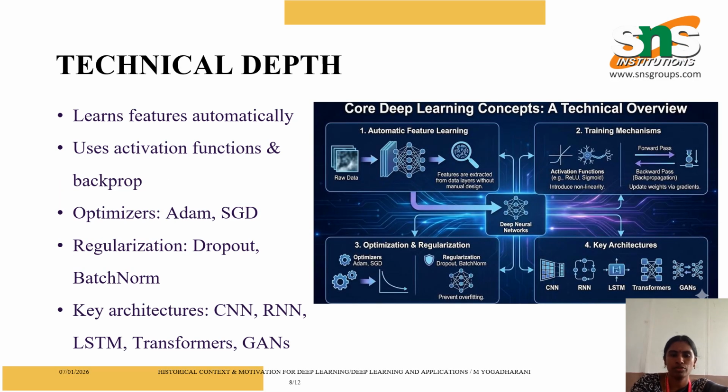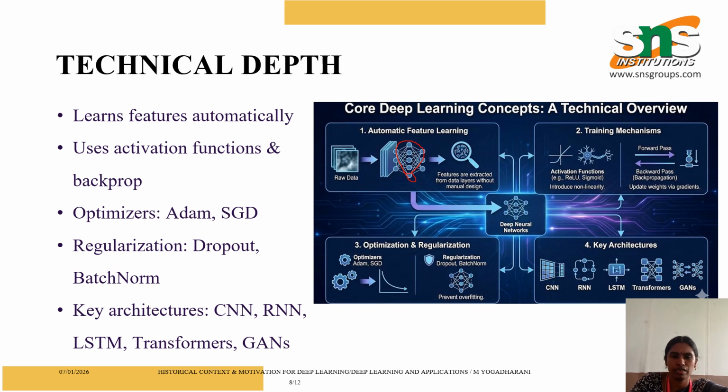Then the technical depth of deep learning. At this stage, you don't need to master technical terms. You just need to be aware of them. Here is the activation function, as seen in the previous slide. It decides whether the neuron should activate. Backpropagation is how the model learns from mistakes, and optimizers help the model learn faster.